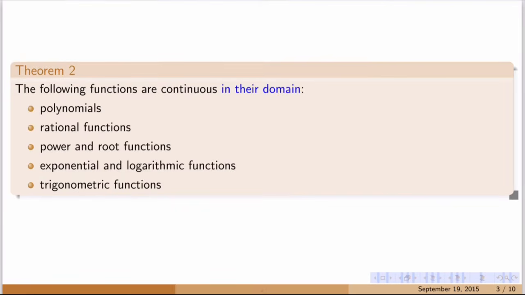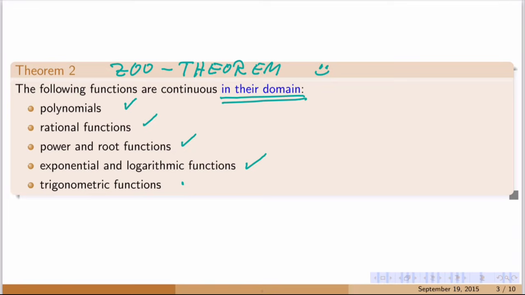So here's the following theorem which summarizes the zoo of continuous functions. Let's call this the zoo theorem. The following functions are continuous in their domain. Now this is a very important thing which I will highlight through the rest of the video quite a bit: they are continuous in their domain. But then we have polynomials, rational functions, power functions, root functions, exponential functions and logarithmic functions, and we have trig functions. Alright, that's a bit fast. So let's look at these cases in a bit more detail.